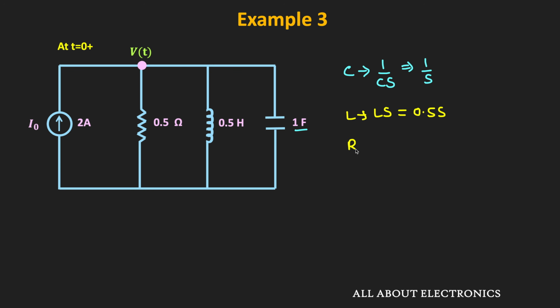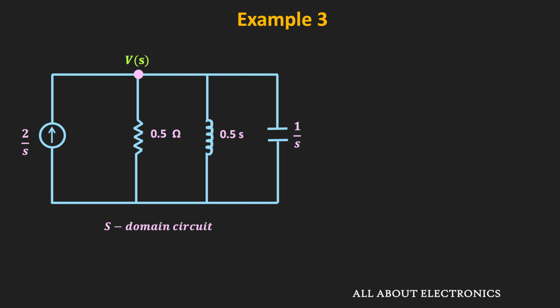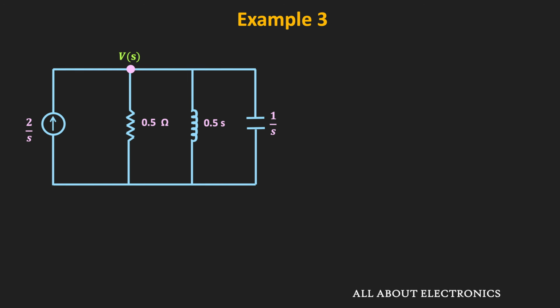And for the resistor, it will remain as it is, that is equal to 0.5 ohm. And if we represent this current source in the S domain, then that is equal to 2 divided by S. And let's say the equivalent voltage in the S domain is equal to V of S. That means for the given circuit, this is how the equivalent circuit in the S domain will look like. So now, by applying the KCL, we can easily find this voltage V of S.